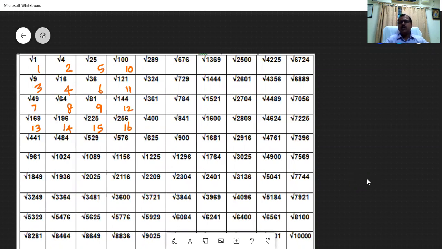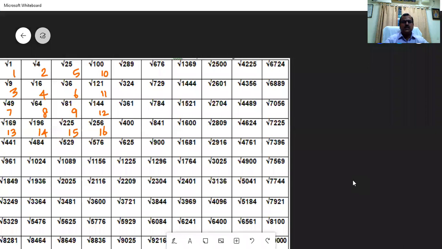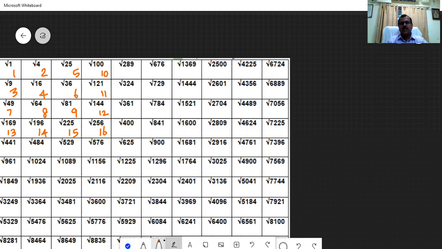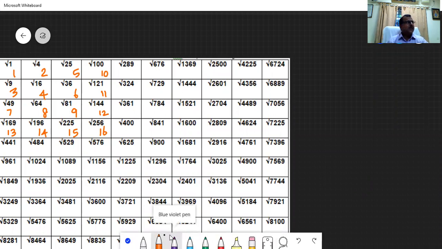Wait a minute. I will teach you the technique of how to find a square root. Whatever number is given to you, your duty is to split the number into pairs of two digits from the right side. Suppose the number is 289. How to split? You should not take 28. 89 is one pair, and 2 is another pair. Like that you have to divide.